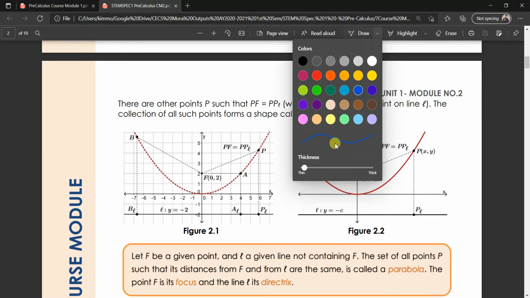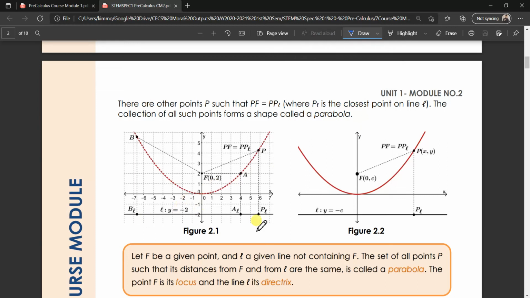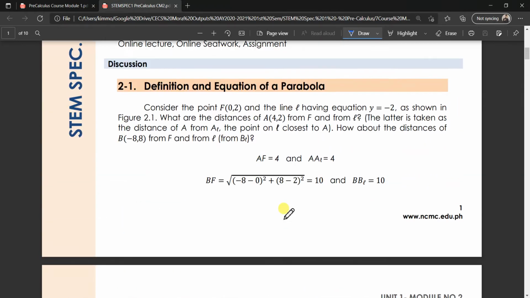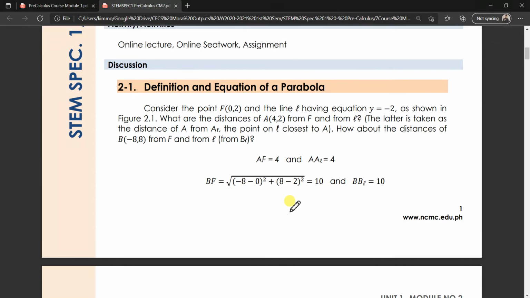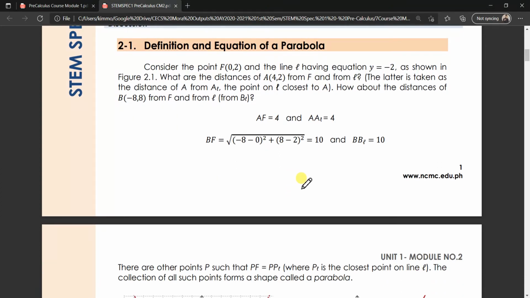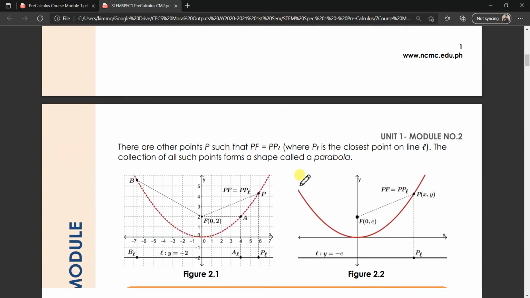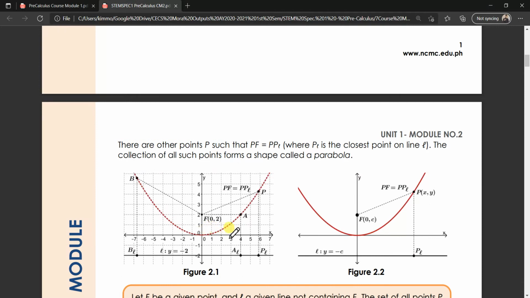Next is our line L, which is y = -2. So this is our origin (0, 0), then negative 1, negative 2. So this is our line L. Then we are asked about the distance from point A, which is (4, 2), from our point F and from our line L. Point A is located at positive 4 for x, so 1, 2, 3, 4, then positive 2 for y. So this is our A.